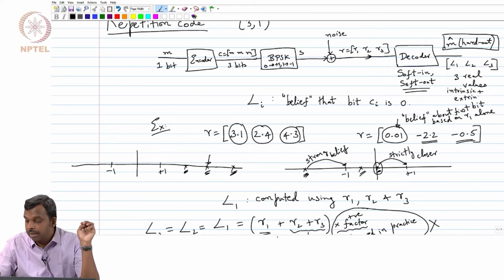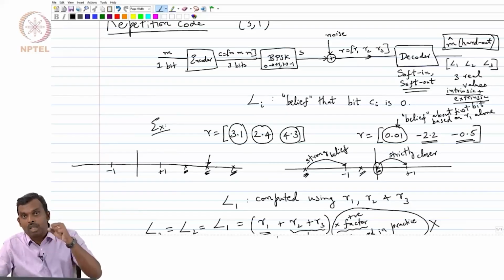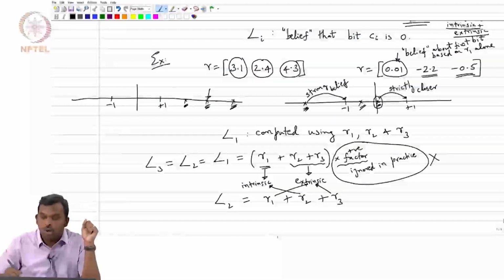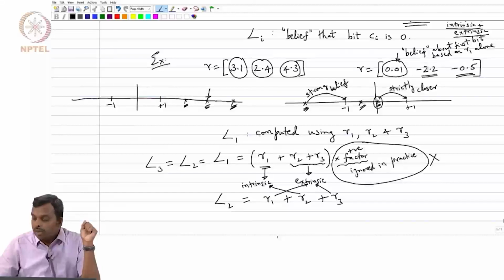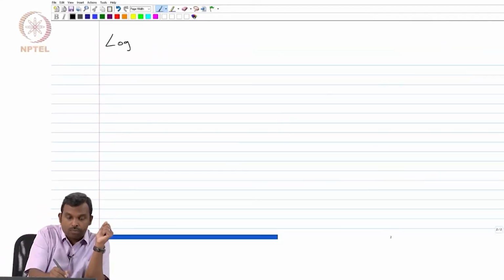This intrinsic extrinsic division is quite important. Okay. So, the intrinsic one is what you receive from the channel corresponding to that particular symbol. The extrinsic is what you gain or glean out of the other received values about this particular symbol. Okay. So, I am going to do a quick derivation here to show you how this comes from. The main idea is this notion of a log likelihood ratio. Okay.